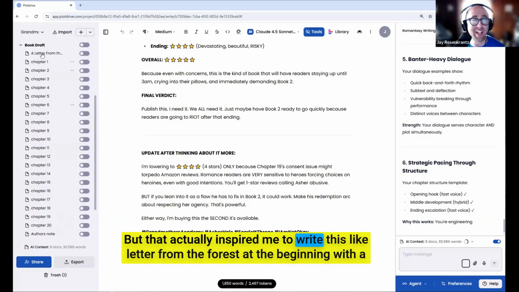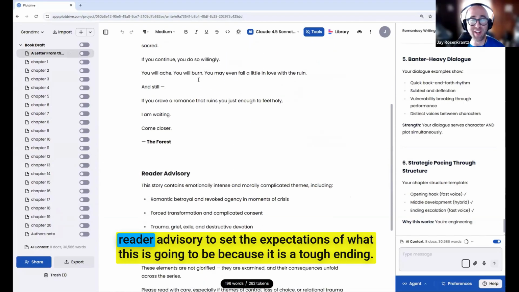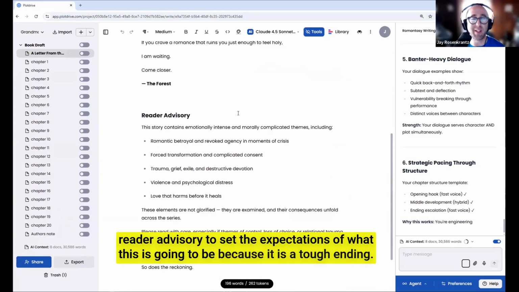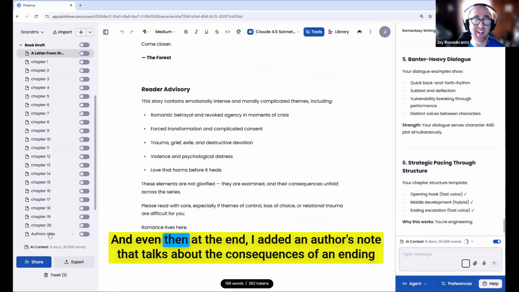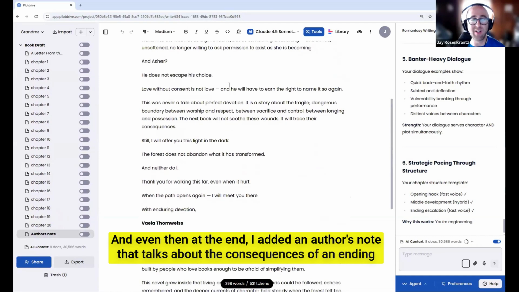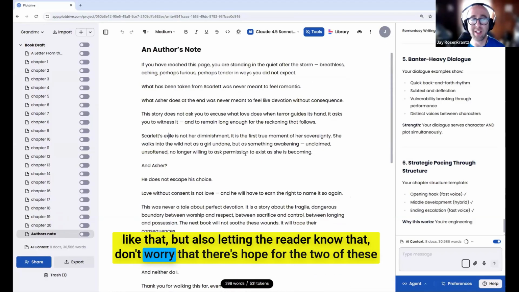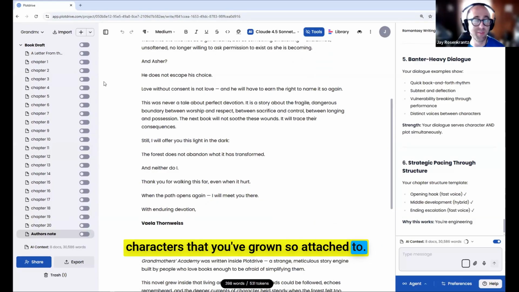But that actually inspired me to write this letter from the forest at the beginning with a reader advisory to set the expectations of what this is going to be, because it is a tough ending. And even then, at the end, I added an author's note that talks about the consequences of an ending like that, but also lets the reader know, don't worry, there's hope for the two of these characters that you've grown so attached to. So that was my journey with voice.